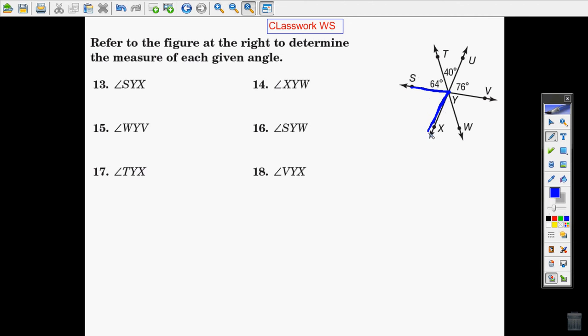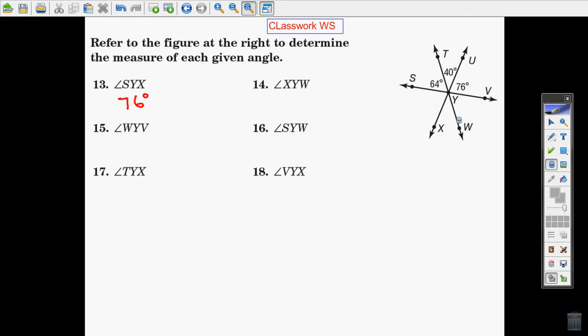But if you look at SYX, it does have a vertical angle. It's got another angle it has something in common with. And that is going to be this one right here. Let me highlight it here. It's UYV. Now these two angles are opposite. They're vertical to each other, so they have the same measure. So if UYV is 76, then that means that angle SYX also has to be 76 degrees because they're vertical angles.